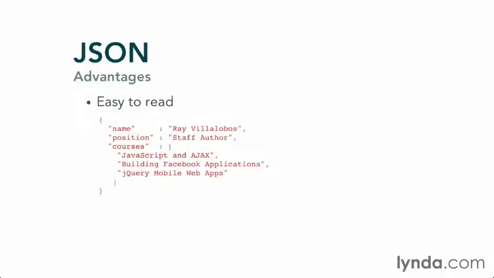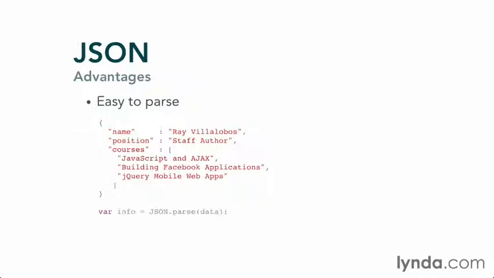JSON uses minimal formatting, really just a few special characters in addition to the data. So here I've created a JSON object with a few key value pairs. The keys are on the left-hand side and the value of the keys are on the right-hand side. So for example, the key would be the name and the value would be my name, Ray Villalobos, and the position and courses, etc., etc. JavaScript can understand this as an object that you can then access.